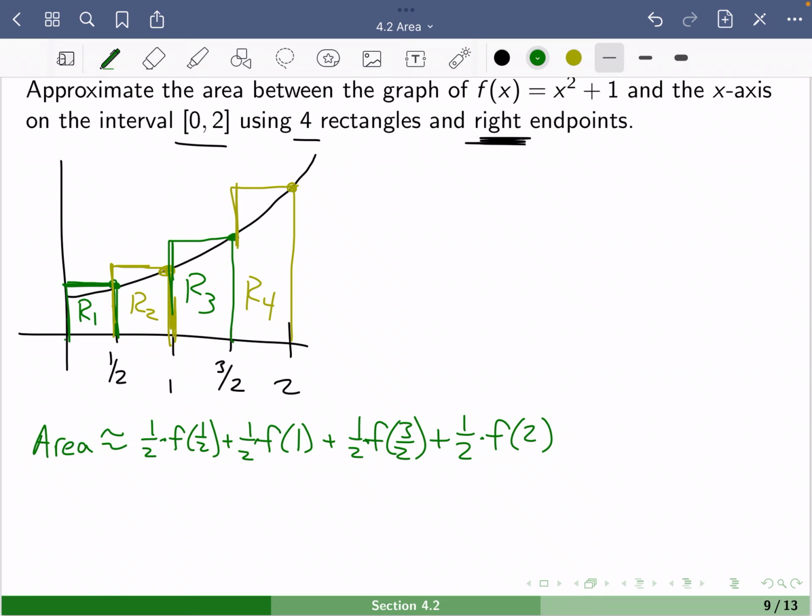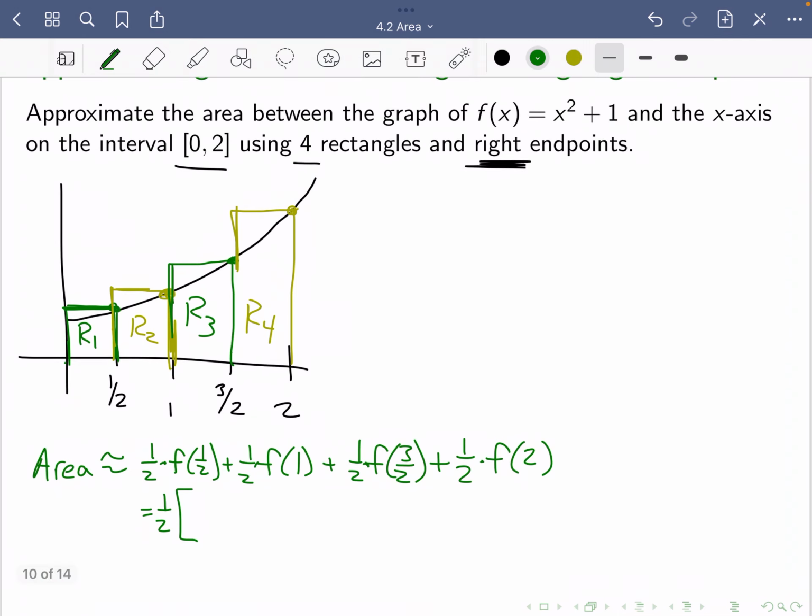So all of those have a 1/2, so you can factor that 1/2 out if you would like. So we have 1/2 times our function value at 1/2, which was 5/4. If you plug 1/2 in here, 1/2 squared is 1/4 plus the 1, it goes to 5/4. Our function value at 1 is 2.